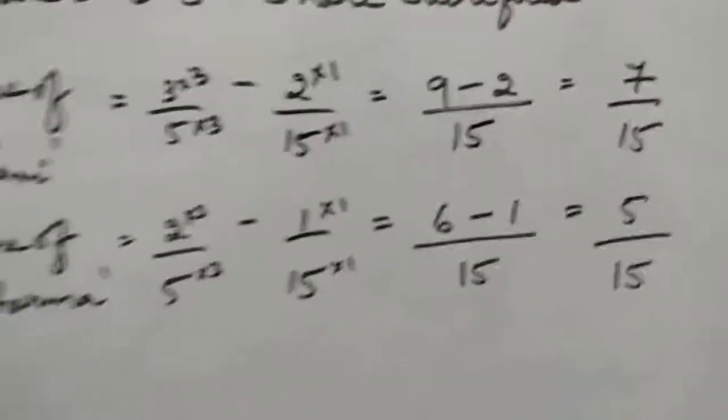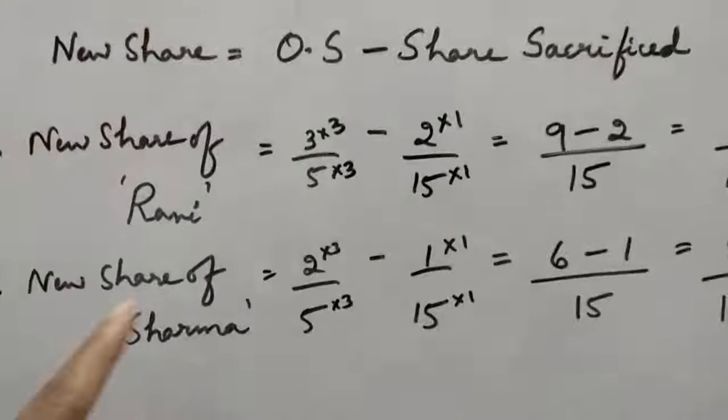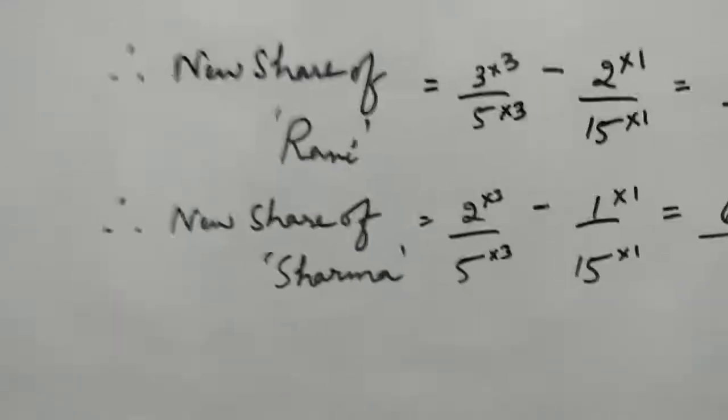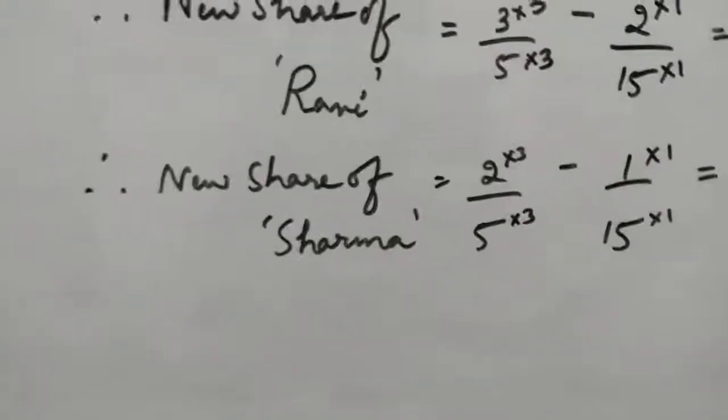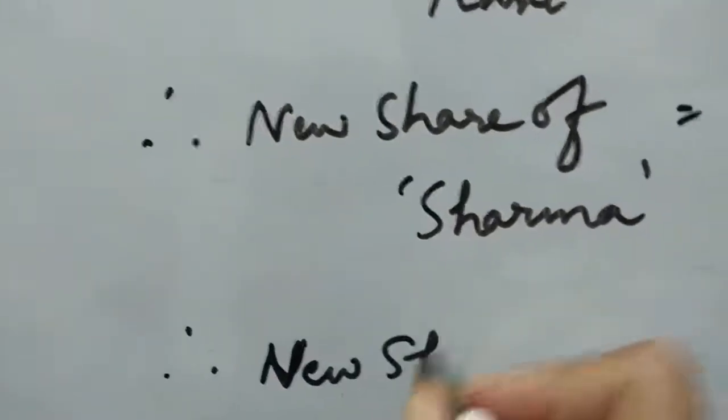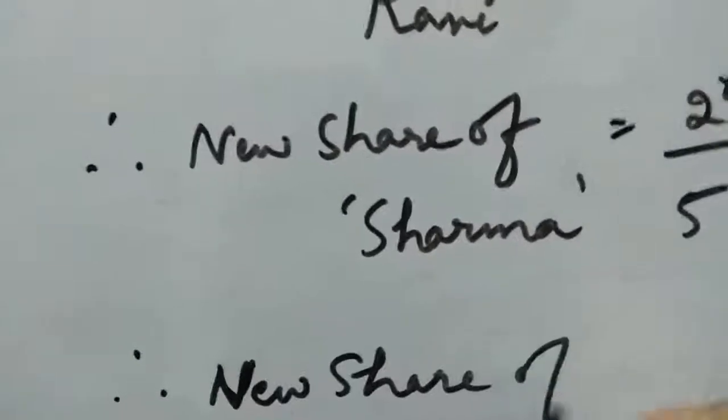Now just observe. The new share of Ravi and Sharma we found is 7 by 15 and 5 by 15. This should be even for the new partner included. So we are going to go for the next partner. New share of, who's the new partner? Gupta.